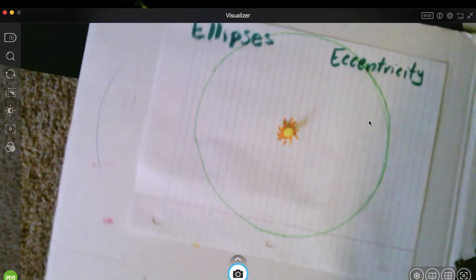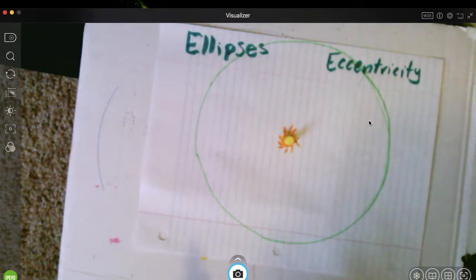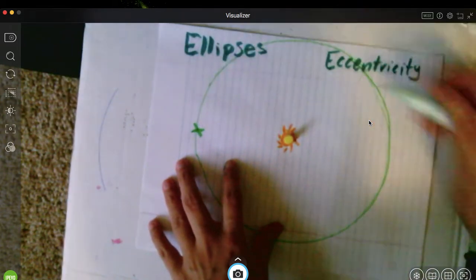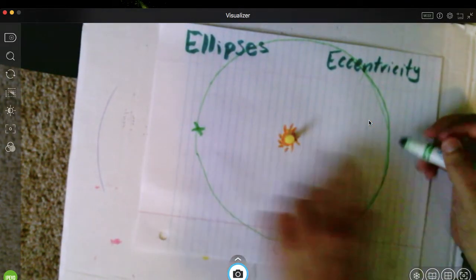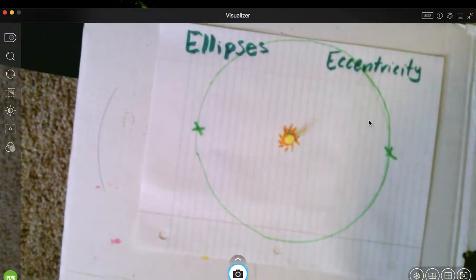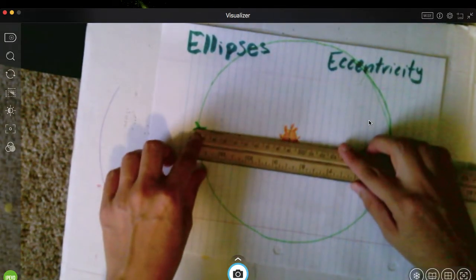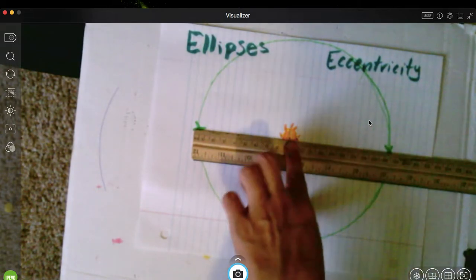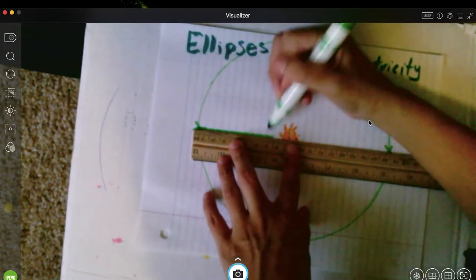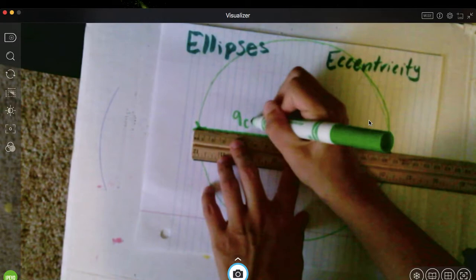And you might be saying, Miss Summers, that looks an awful lot like a circle. And you're right. This ellipse has a very low eccentricity. All right, so I'm going to measure this side to the sun and then this side to the sun to show you that it's not a circle. Okay, so from this point to the sun, this is approximately 9 centimeters.